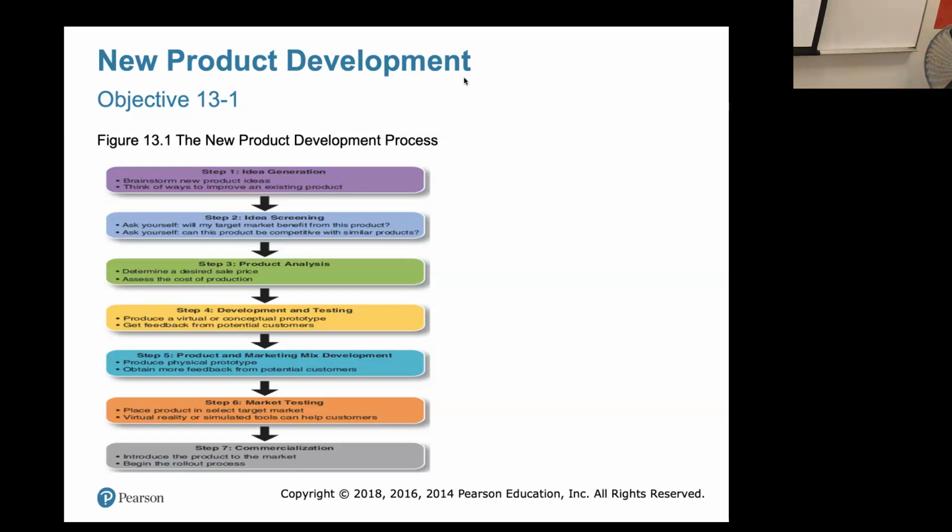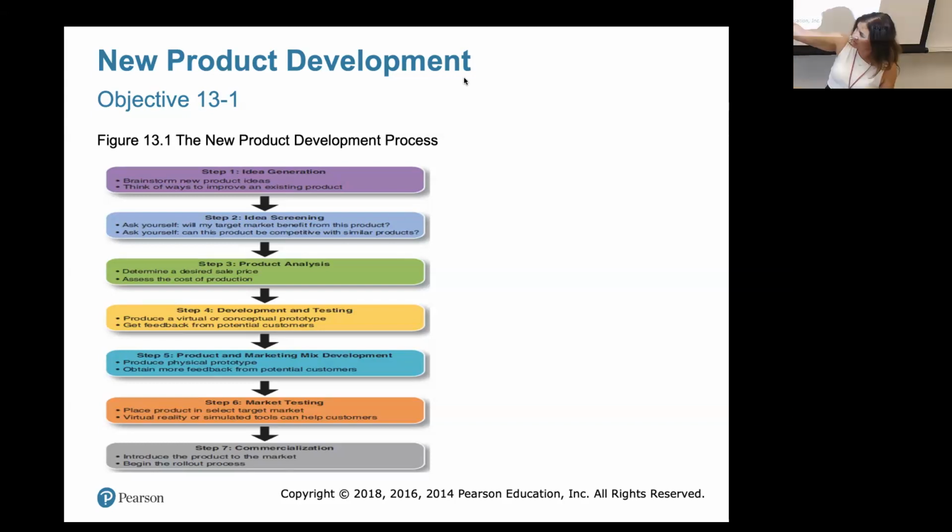And then you develop the product and you test it. Produce a virtual or conceptual prototype. Get feedback from potential customers, right? You can do that by giving free samples and asking for feedback, by creating focus groups, by, if you have existing customers through your other products, have them try it out and so forth. So there are all kinds of ways to reach customers to give you feedback on new products, right?